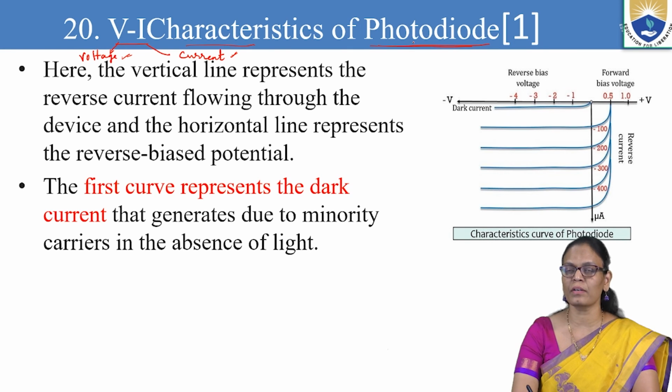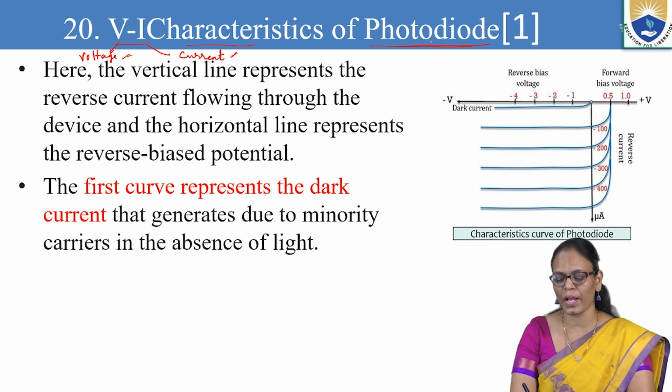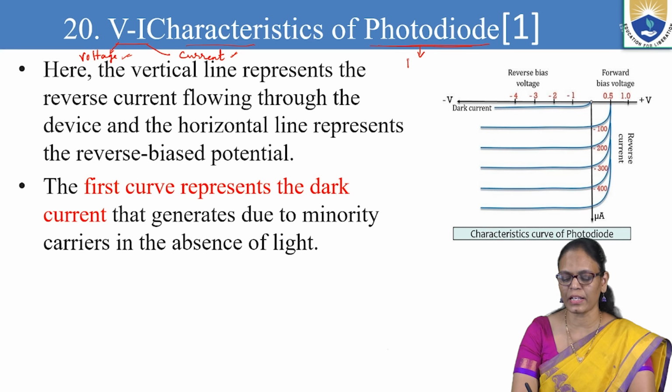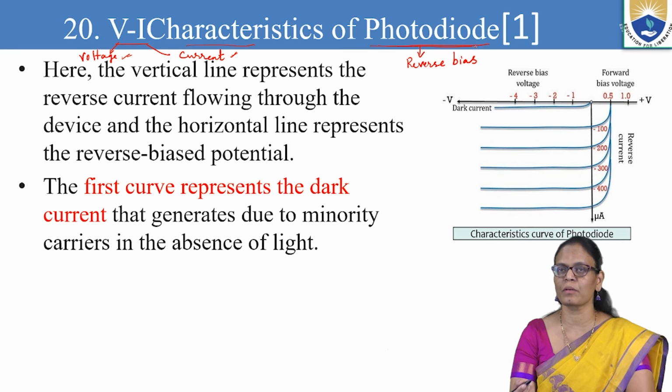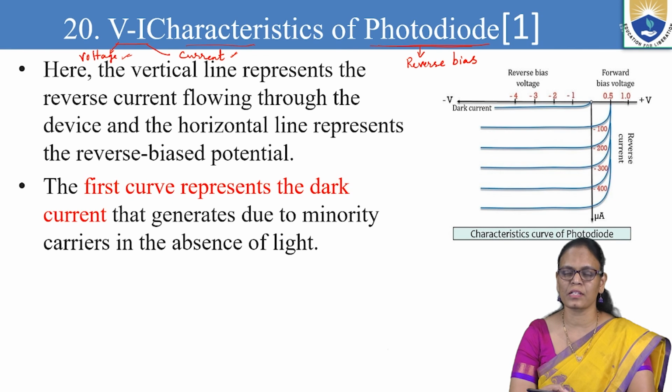And also we have discussed that a photodiode always functions in reverse bias. Reverse bias means we are connecting the P side to the negative of the external supply and the N side to the positive of the external supply. Then we say it is in reverse bias. So we have reverse current as well as reverse voltage.